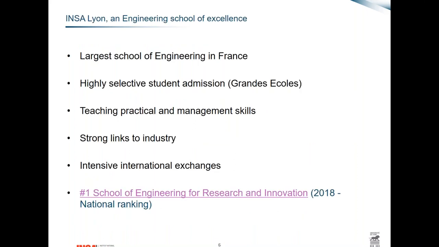Now, definitely, this is the largest engineering school in France. It's a highly selective student admission system. For example, last year we got 17,005 applications for only 600 seats. And we have strong links with industry. Definitely you will see that in my case studies, which are all linked to the industry.